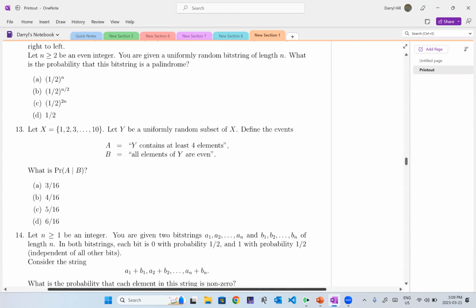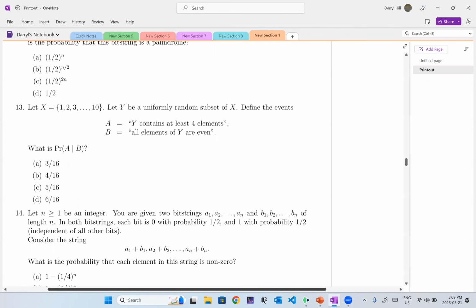Actually, let's do 13. It's conditional probability, so it involves regular probability as well. So it's a good practice question. I have a set X of 10 numbers, and I choose a uniformly random subset of X. All right, so how do I choose a uniformly random subset of X? We'll talk about that.